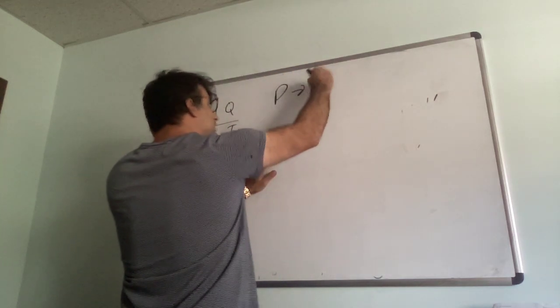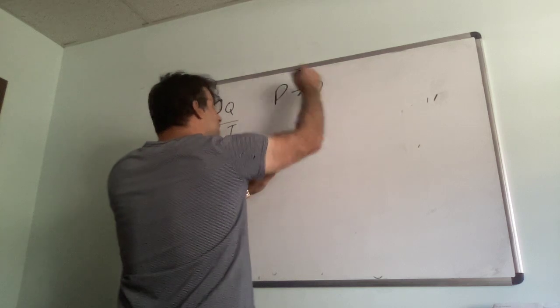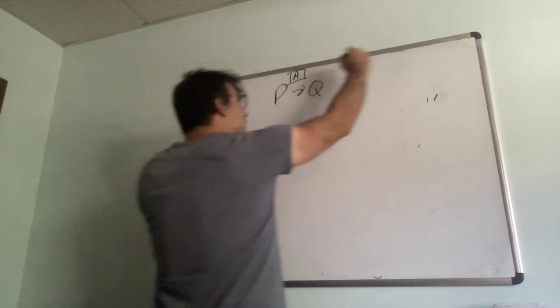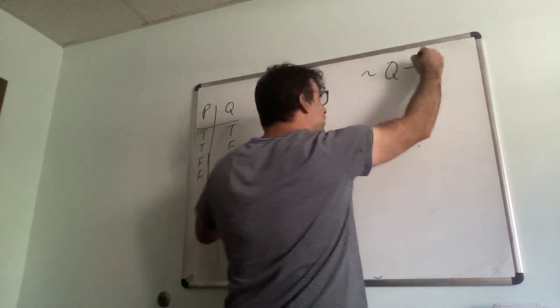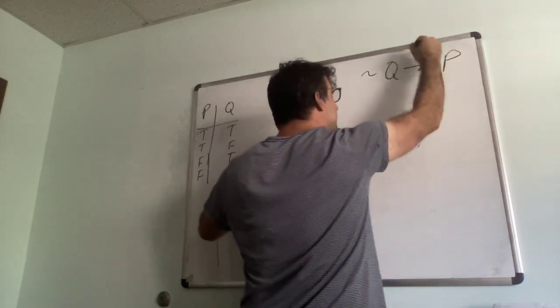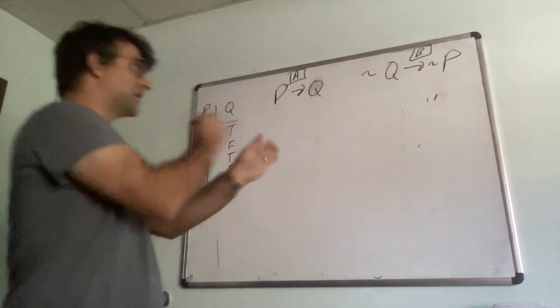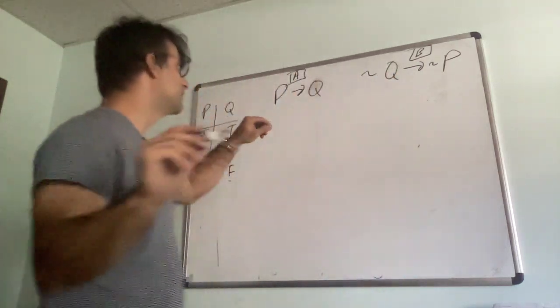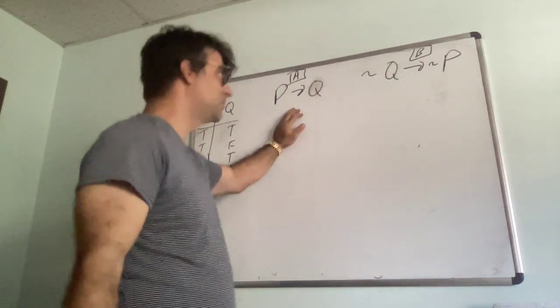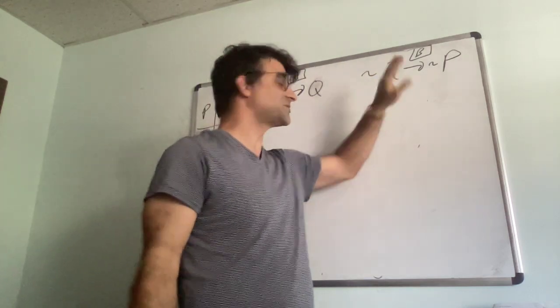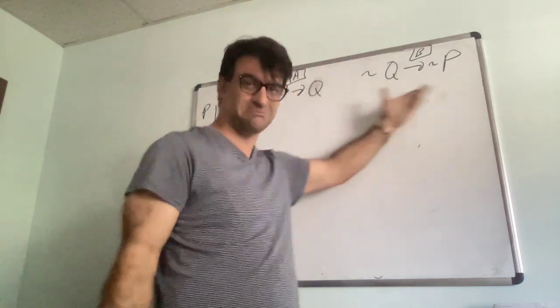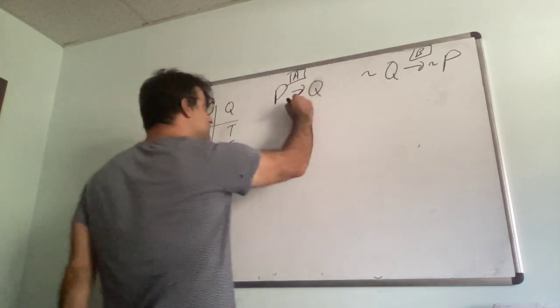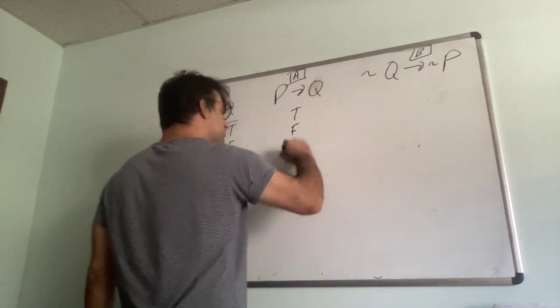P arrow Q is our A, and not Q arrow not P is our B. Remember I gave you the rule of flipping and negating? P implies Q. Does that mean if Q is false, then P is false? Let's see. True, false, true, true.